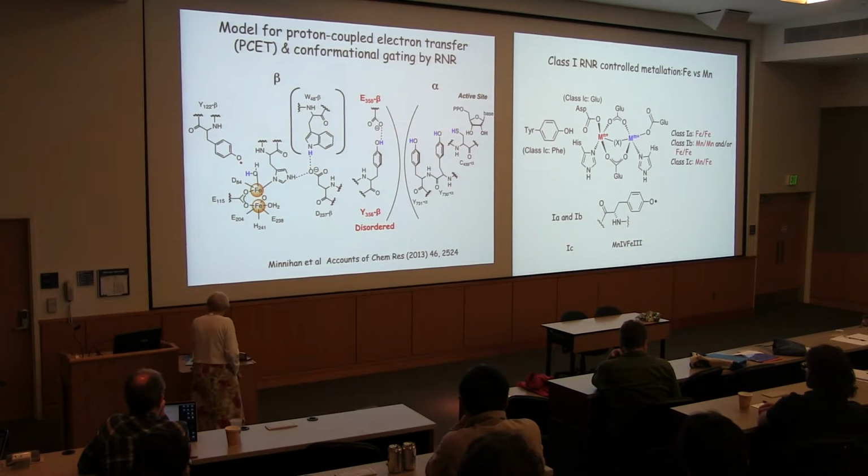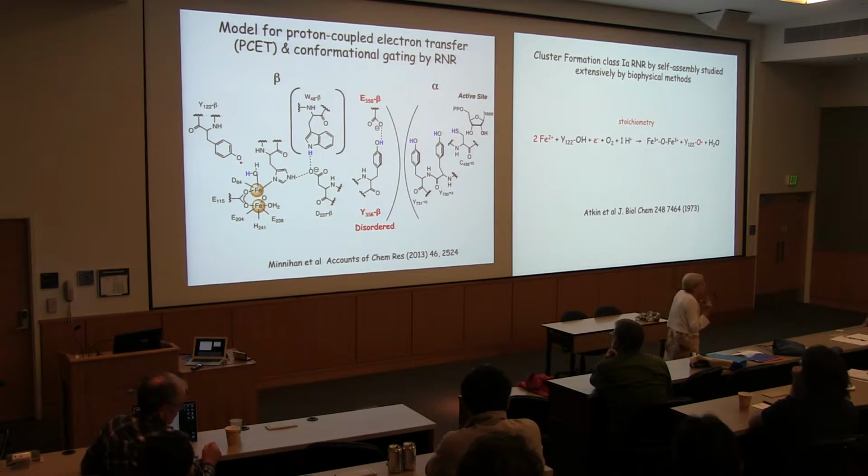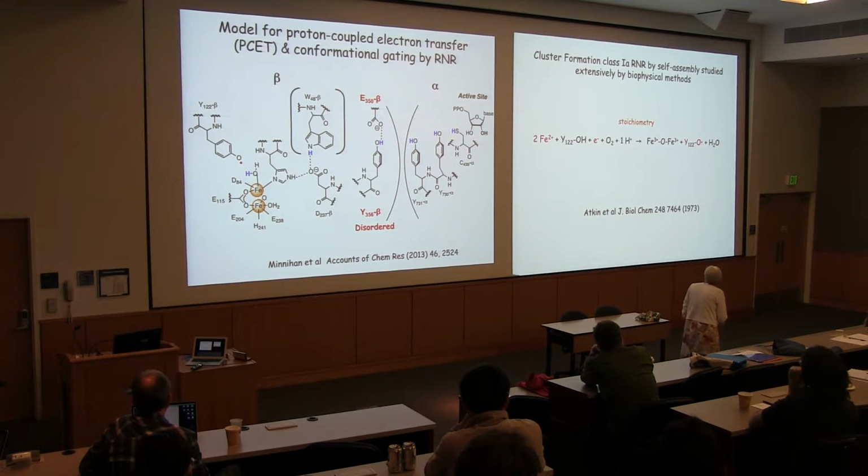Okay, so studying this, we had to study this. I'm an organic chemist, we were forced into studying this because when you isolate the protein, it's apo. You don't have any metal cluster. Okay, so it's inactive. So you have to somehow assemble a cluster. And fortunately, Atkin in the early 70s showed us that if you dump in iron 2 and oxygen, you can assemble the cluster. So that was a key observation.